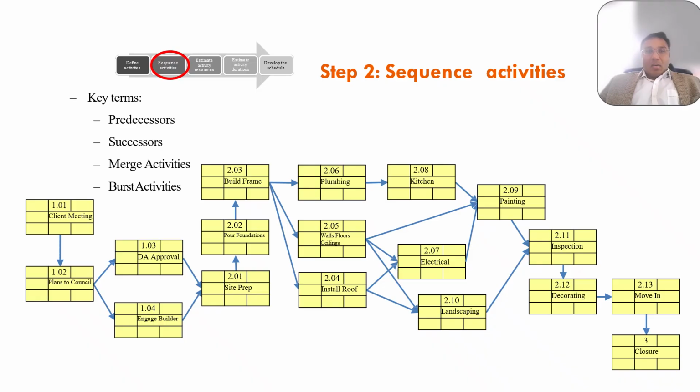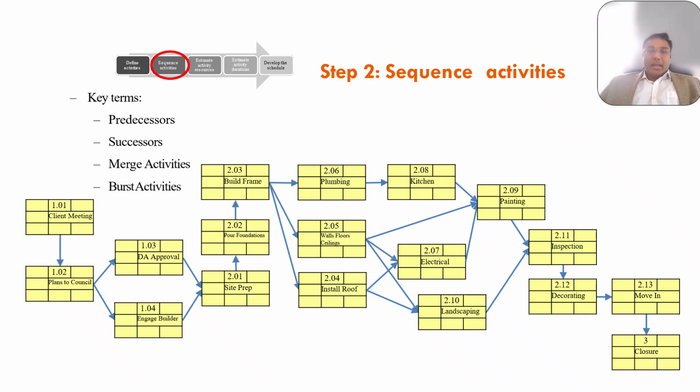Now, this is how you develop a network diagram. You define which activities go first and which activities will follow. You will also analyze which activities you can merge or differentiate, which they call burst, and assign.